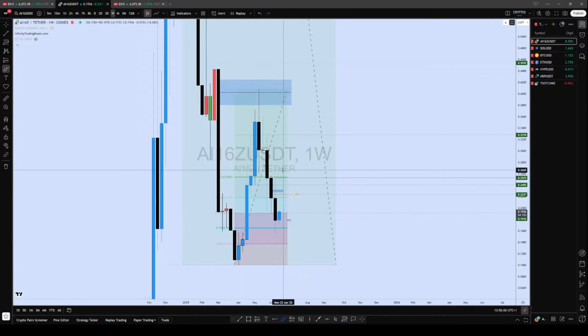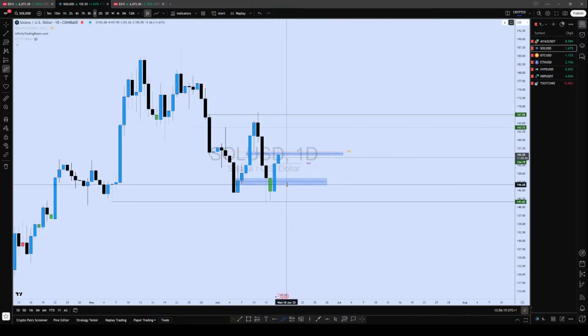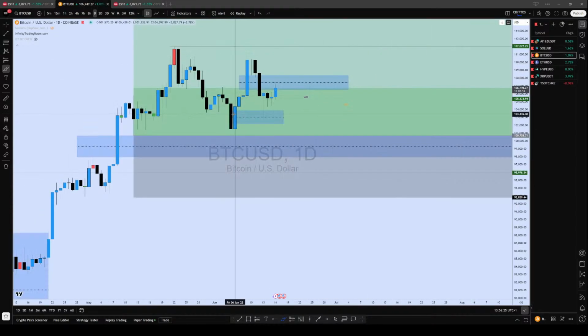So I want to see price start moving higher. Okay, and so far so good. We are starting to move higher. Solana, same thing. I think they took out the low, rejected. So we want to see a continuation to the upside. Bitcoin, same thing. We came into that gap, rejected.